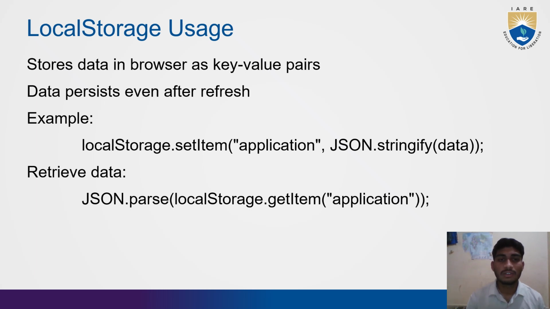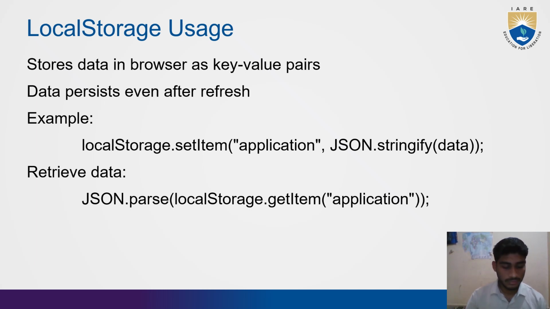Our next slide is local storage usage. What is the usage of local storage? It stores data in the browser as key-value pairs, where every key has a value. Data persists even after refresh, which means data will be stored even if we refresh the web browser, until we close the web application, in the local web browser.